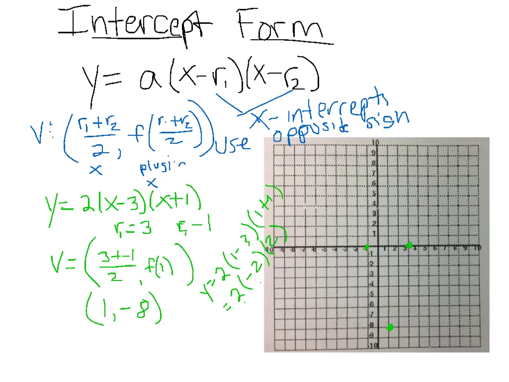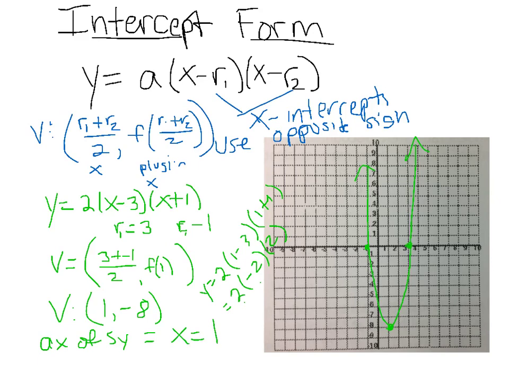And if you can see now, we have enough points to draw our parabola. It's going through those x-intercepts. So my vertex is at (1, negative 8). My axis of symmetry is going to be x equals 1, because that goes directly through my vertex.